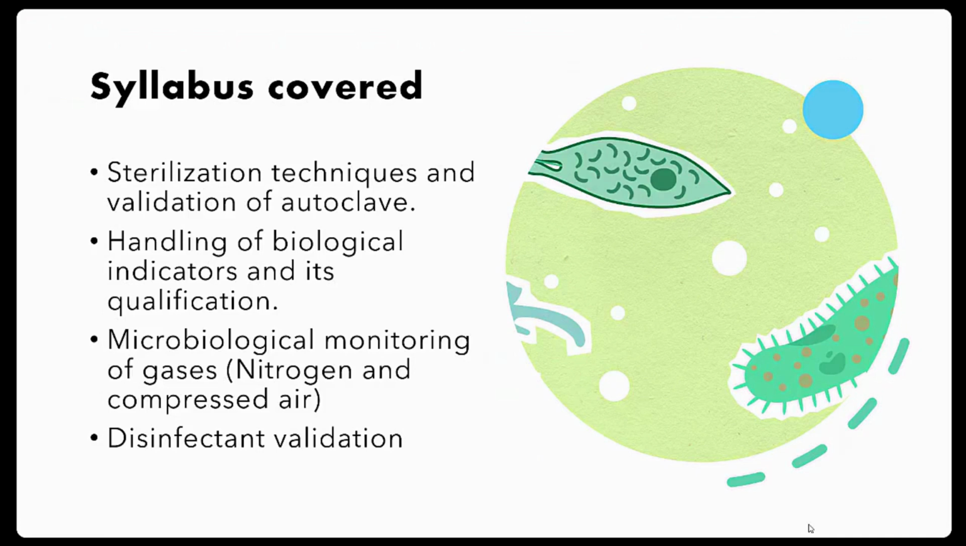Next, handling of biological indicators. Biological indicators are the spore indicators which we challenge in the autoclave and dry heat sterilizers. We'll add 10 power 6 cells of biological indicators in the autoclave cycle. We'll check the recovery. The recovery should be zero. There should not be any growth. How the biological indicators are qualified after receipt, we'll discuss in this chapter.